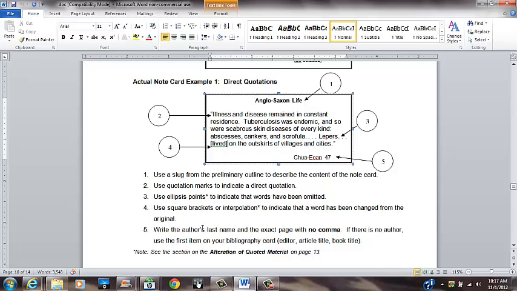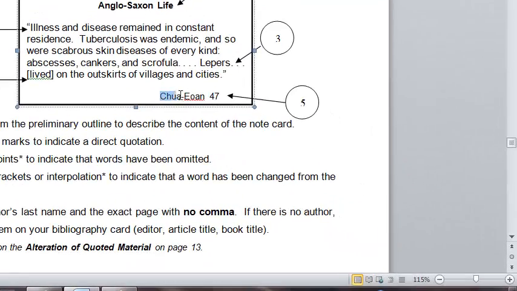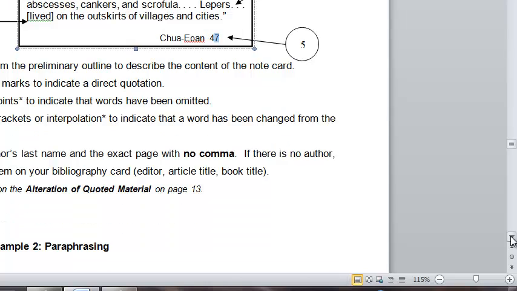And then lastly, write the author's last name and the exact page with no comma at the bottom. So here's the author's last name, and then here's the page number. Notice there is no comma at the bottom of each card. Okay, so that's basically how to make an index card using direct quotations. Guys, History Day judges love direct quotations. Again, it makes your arguments more powerful. You're using sources that are hopefully experts in their field and that can really strengthen your overall thesis.